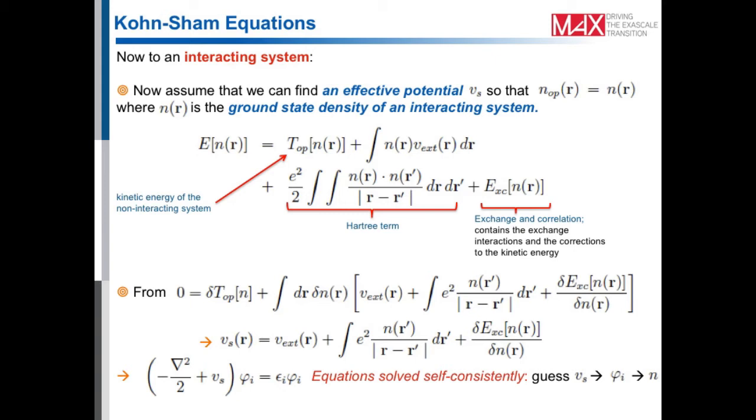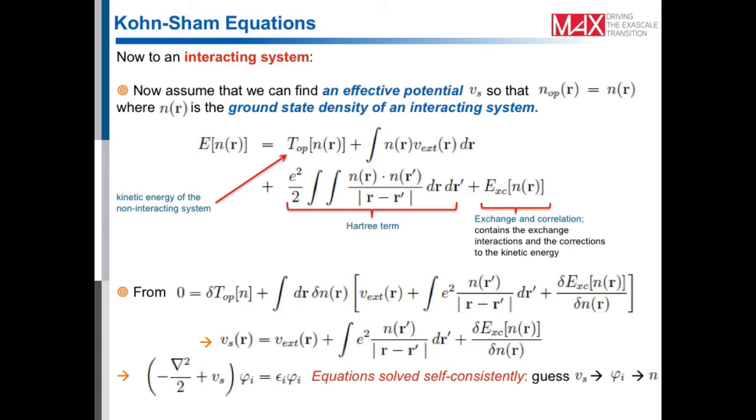So you end up with a set of Kohn-Sham equations with an effective potential, and they are solved self-consistently, which means that you can guess this potential, you can calculate the single particle orbitals, and then you can calculate the density, and then you plug that back in, and you iterate until everything converges.